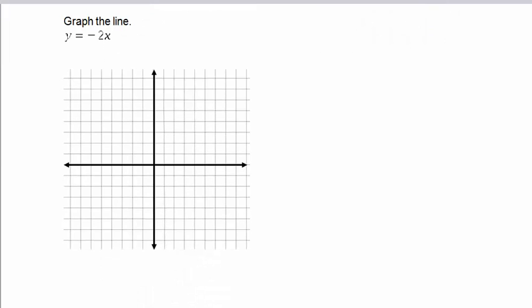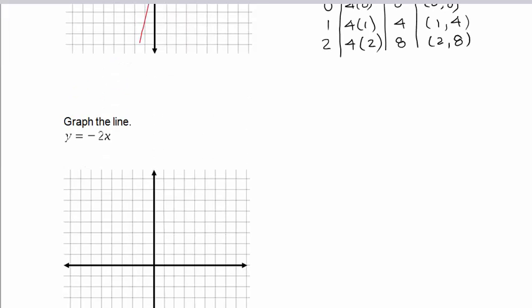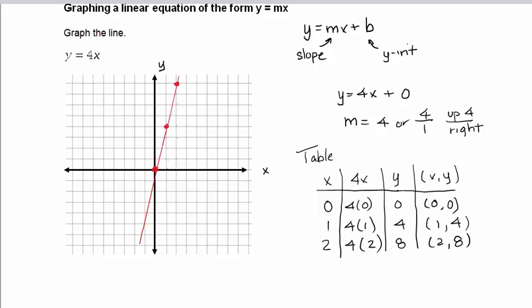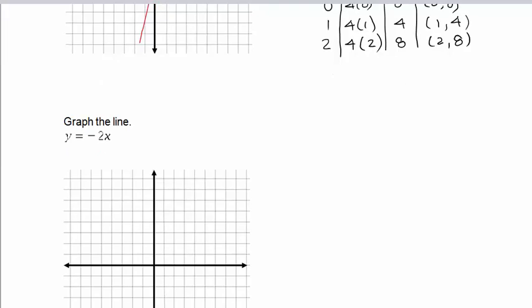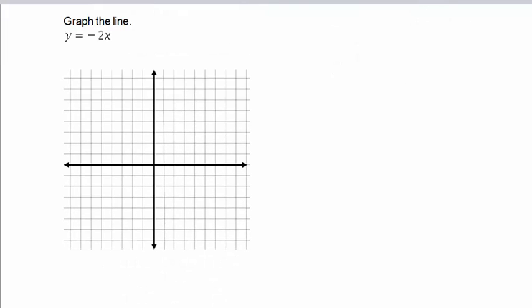Let's try a different one. Let me go back to this one, actually. Let's take a look here. Again, remember I said our slope was 4, right? Our slope was a positive 4. And just as a sanity check, you should notice that the line slants upward to the right. That gives you an idea that you're at least on the right track with the slant of the line in relation to the slope.